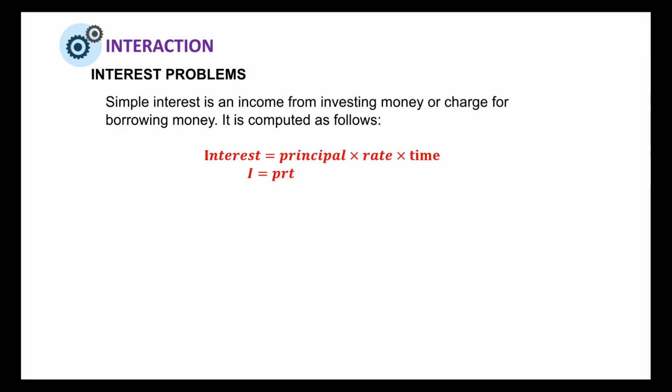Okay, so the next one is on interest problems. Simple interest is an income from investing money or charge for borrowing money. It is computed as follows. Interest is equal to principal times rate times time. Principal means the principal amount. Or I is equal to PRT.